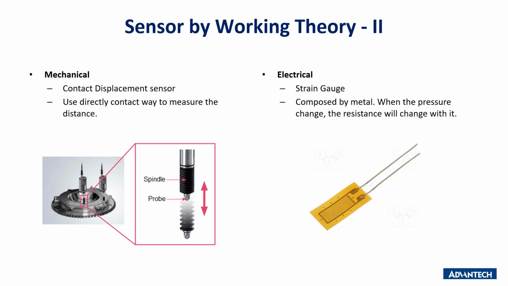First, the contact displacement sensor is one kind of mechanical sensor. As in the picture below, it has a spindle and probe. It will use the probe to touch the object surface and use this direct contact way to measure the distance. Second, the strain gauge is an electrical sensor, composed of metal. Usually it is used with a Wheatstone bridge. When the pressure changes, the resistance will also change.